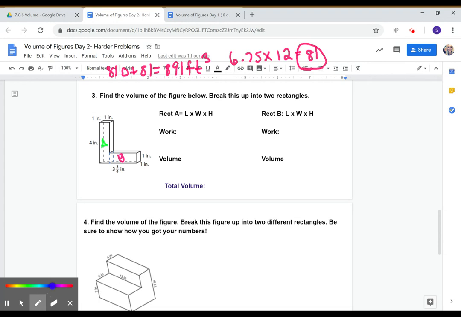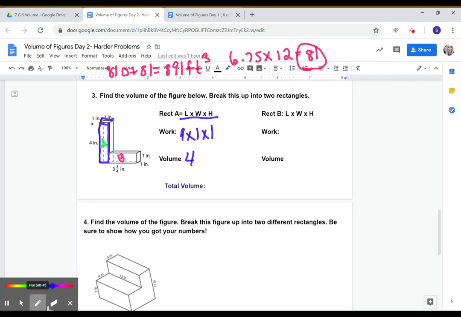So length times width times height for A. So if I look at just A, I'm going to outline it. Here's my rectangular prism. What are the dimensions? I should have 3 numbers. It would be 4 times this side length is 1. This side length is also 1. So I could do that in my head. 4 times 1 times 1 is just 4.